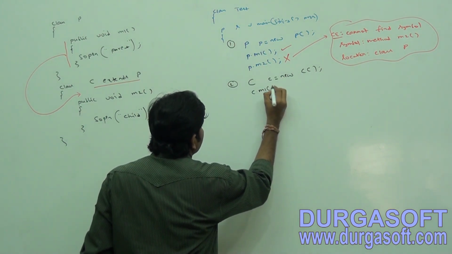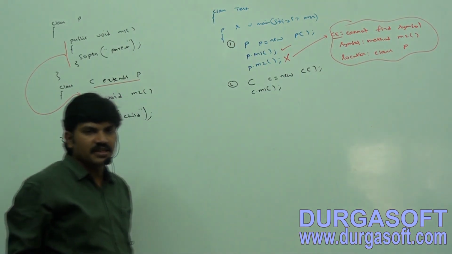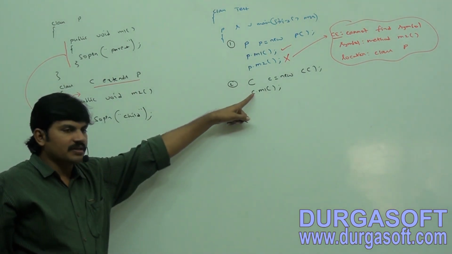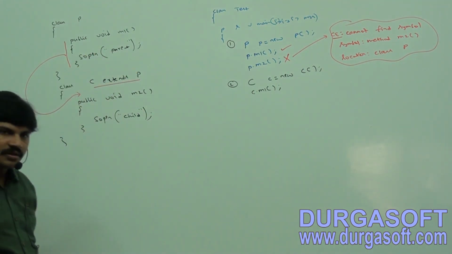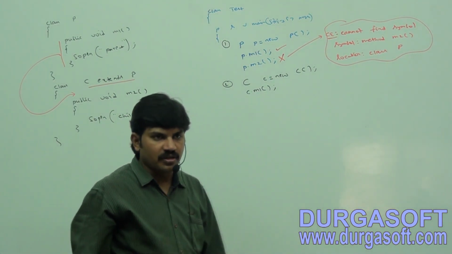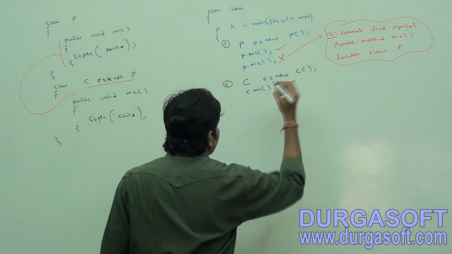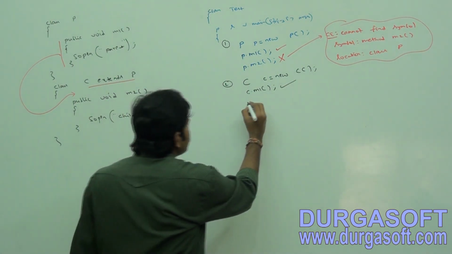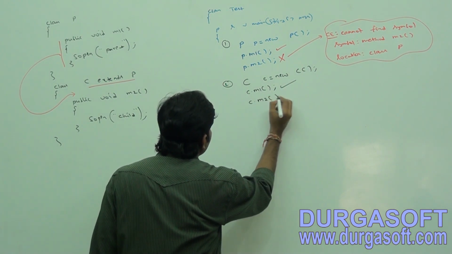C.M1 method. Is it valid or not? Sir, on the child reference, can I call a parent class method? Yes. Whatever methods the parent has are by default available to the child. That's why there is no problem at all. It is valid.